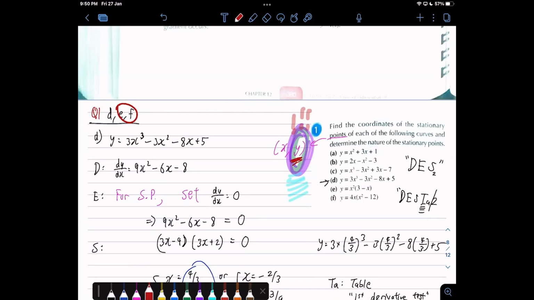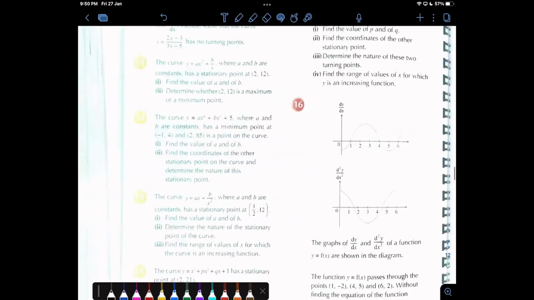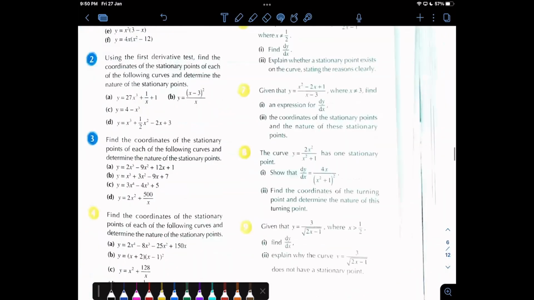Question 2B. Okay, let's see what is 2B. Scroll up and find 2B. What's so special about this? Let me double check. Actually, most of them are nothing interesting. It's just tedious work of differentiating. What's so special about this? It's a fraction. Okay.